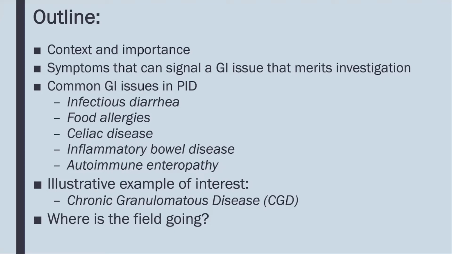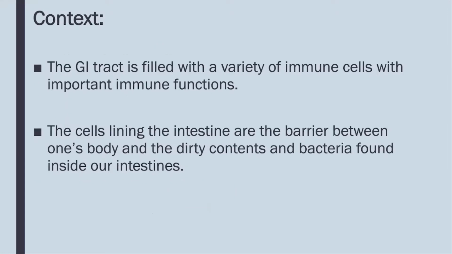Next, I'll give an illustrative example of interest, highlighting chronic granulomatous disease, or CGD, and I'll end by letting you know where the field is going. So just to provide a bit of context, the gastrointestinal tract is filled with a large variety of immune cells, and these are very important to maintain healthy immune functions. It's also important to remember that the cells lining the intestine form the barrier between one's body and all of the food, the dirt, and the bacteria that is found inside our intestines.